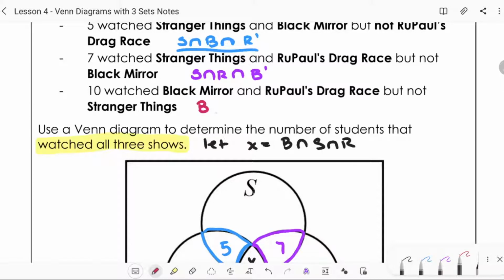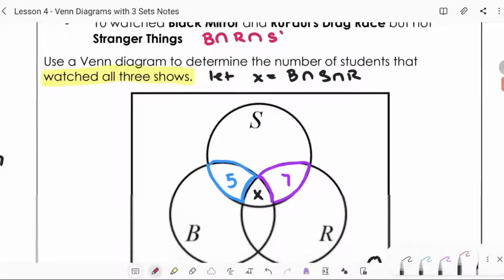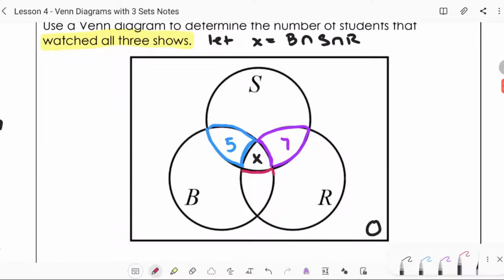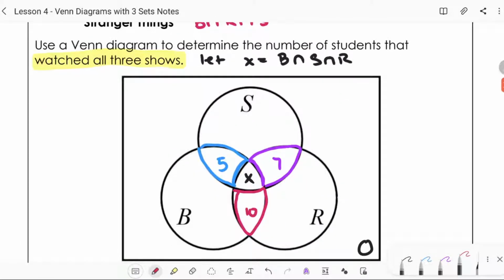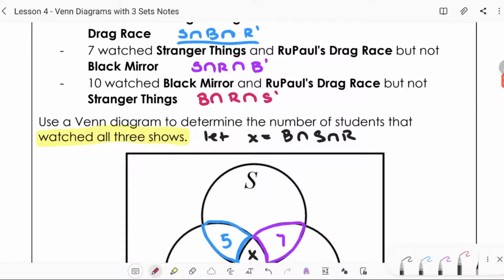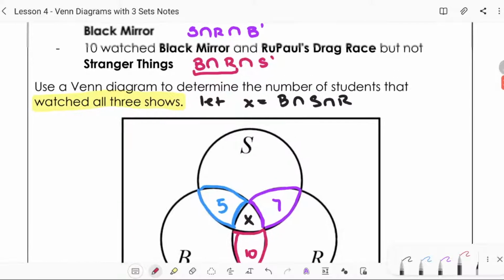Lastly, B intersect R, intersect not Stranger Things. So that's this external section here. And I had 10 students there. Right? So thinking to yourself, right, working it step by step, find where B intersects R, and then if there is anything there, make sure it doesn't include S, right? Make sure it's only including parts that are part of S prime, right, or not part of that circle S. All right.